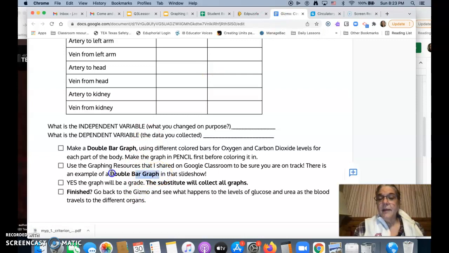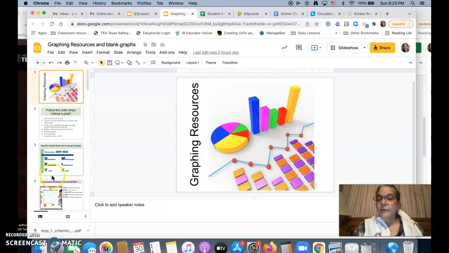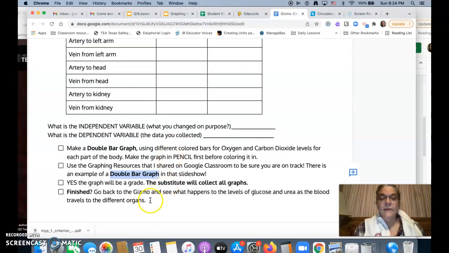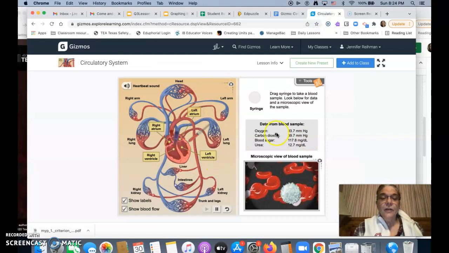When you're done, you are going to actually be making a double bar graph. On the graphing resources, there is a sample of a double bar graph, what that looks like. You just have two sets of data for each independent variable. In this case, the independent variable is the teacher, and the dependent variable is the number of minutes of homework they give. And once you're all done with that, go back to the Gizmo, because there are lots of other things that you can look for. What happens as the blood goes through the liver? What happens after it passes the intestines?